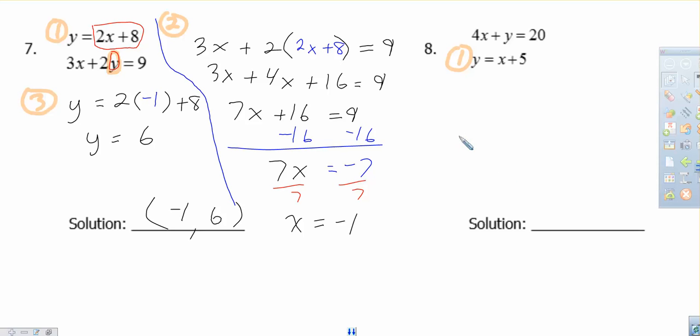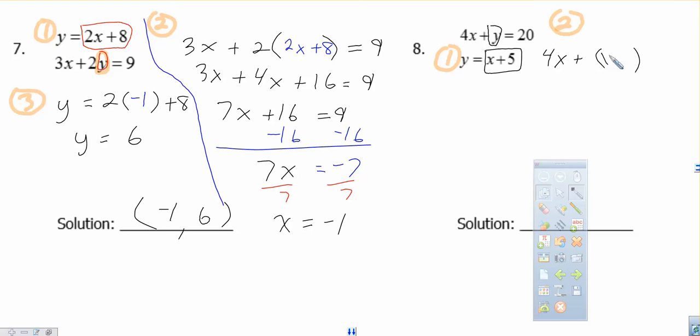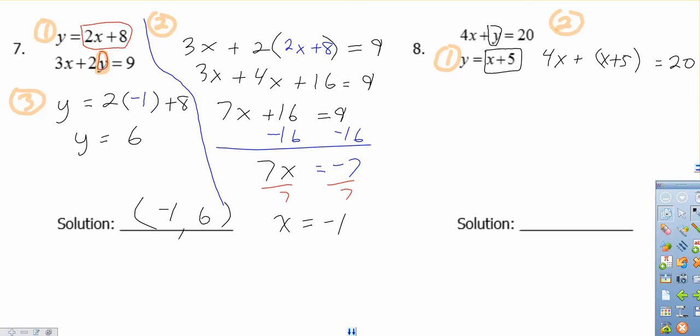Right, number 8, we've already completed the first step by picking that equation, the one that's easiest to get y or x by itself. Our second step is going to be to replace y in the other equation with x plus 5. So 4x plus y, which y is x plus 5, and that equals 20. So distributing and combining like terms kind of in one step there, we get 5x plus 5 equals 20.